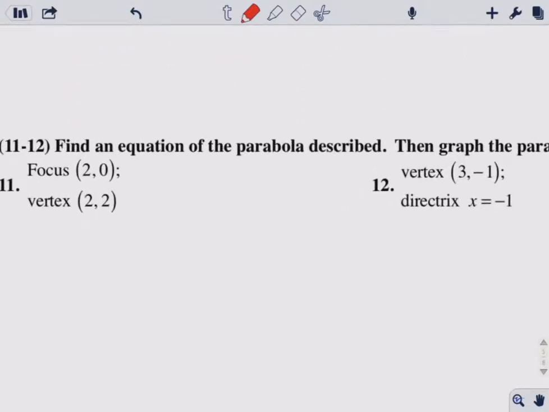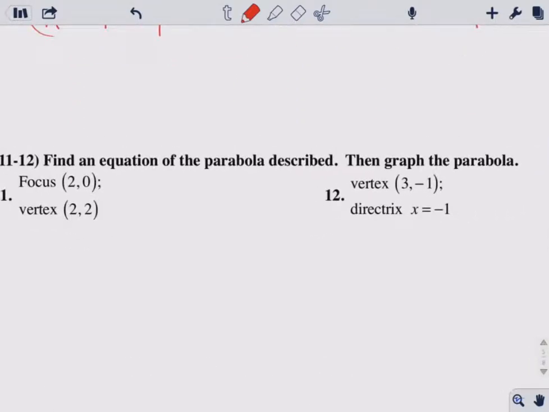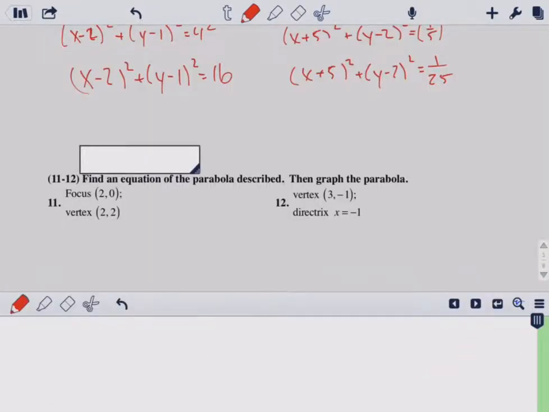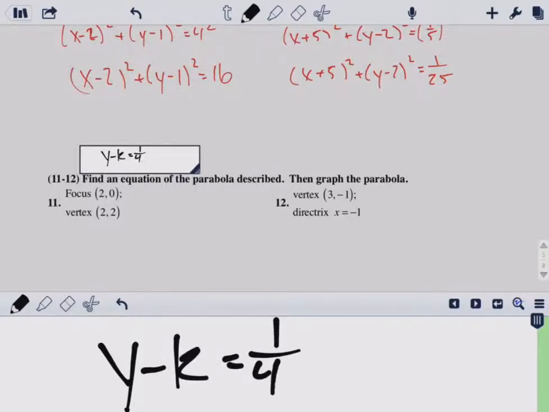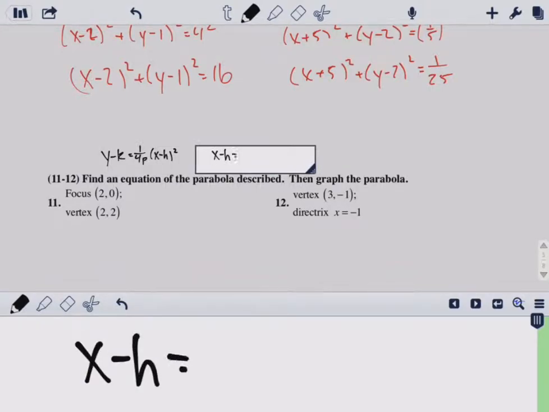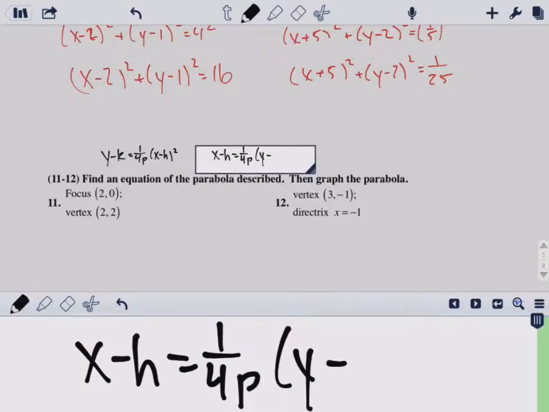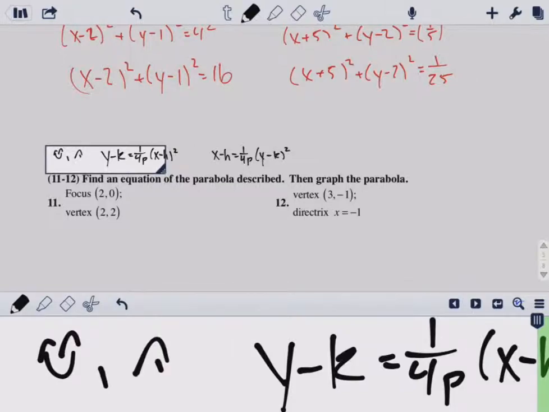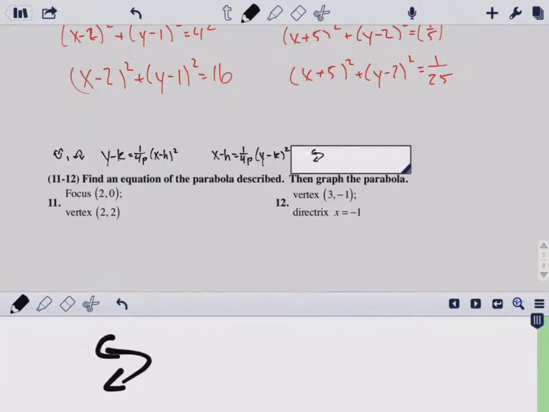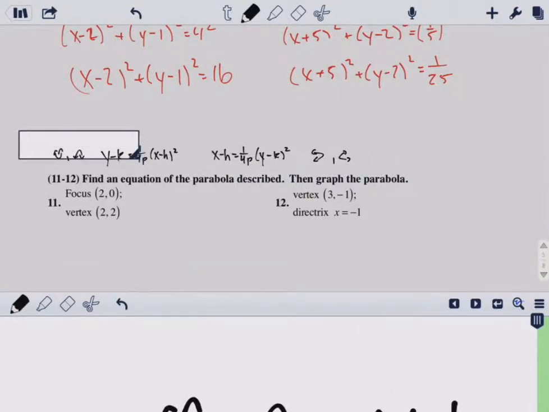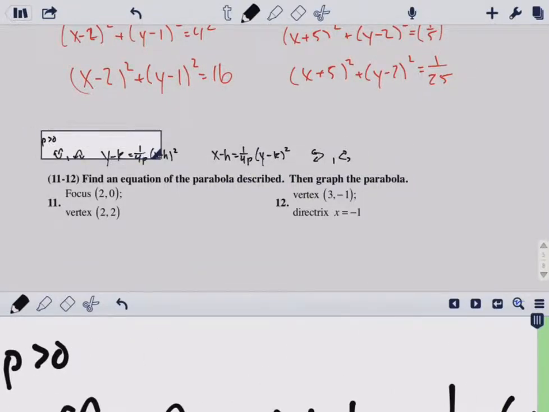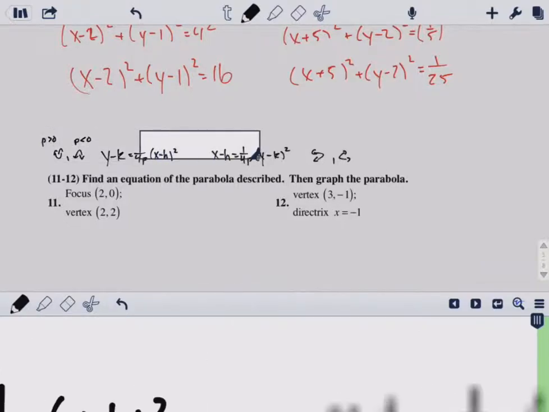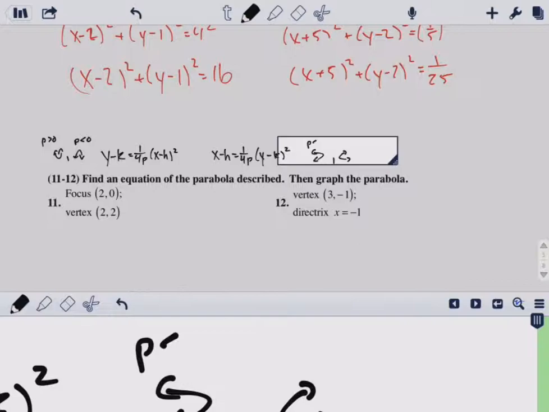Okay, parabolas. Parabolas are a little bit more difficult because there's more things involving it. So first thing we need to do is write down what the equations are. Either y minus k is equal to 1 over 4p times x minus h squared, or x minus h is equal to 1 over 4p times y minus k squared. Remember, these either go up or down, while this either goes left or right. That's dictated by whether p is positive or negative. This one's p is negative, this one's p is positive.